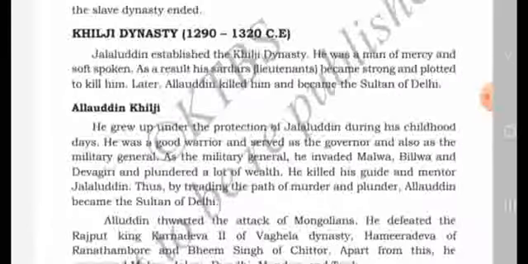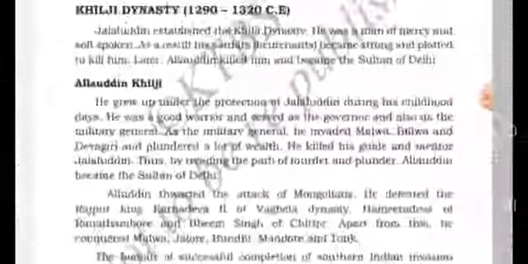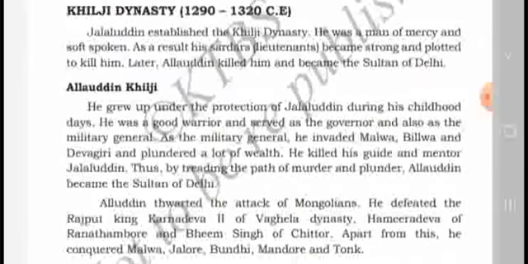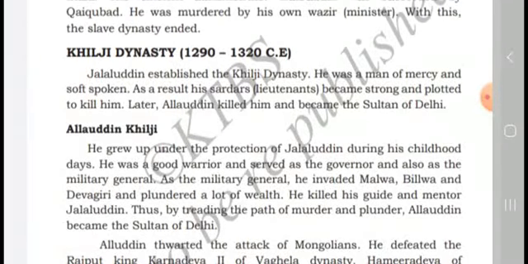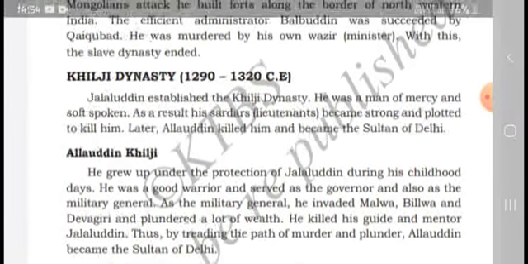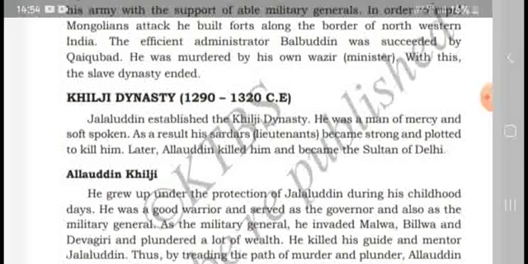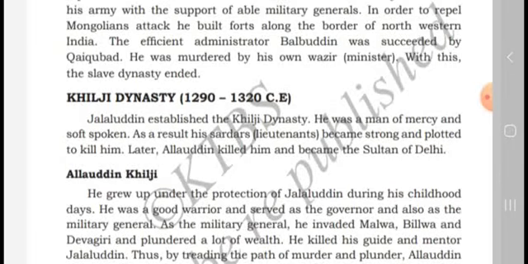The next dynasty that we are going to learn is the Khilji dynasty, who ruled from 1290 to around 1320 CE. Jalaluddin established the Khilji dynasty. Later, Alauddin killed him and became the Sultan of Delhi.